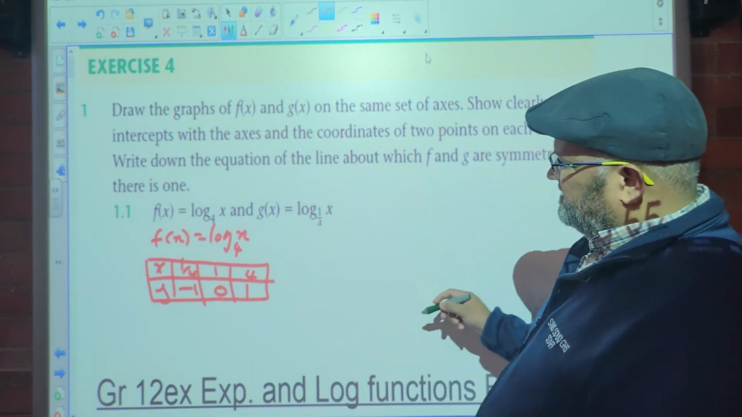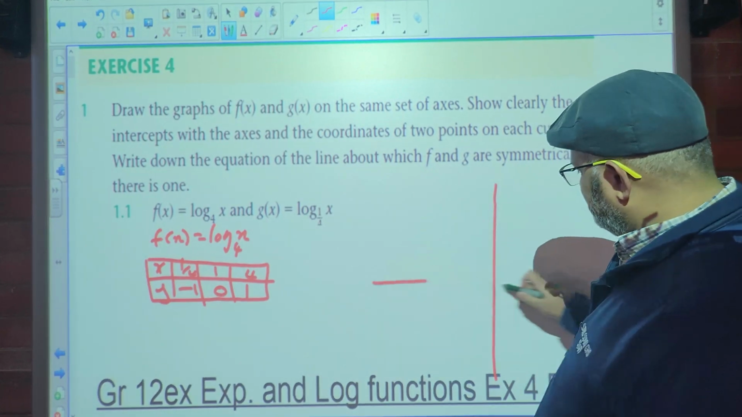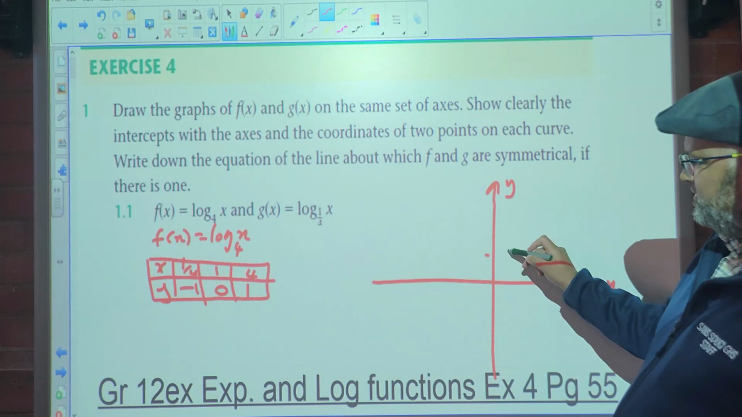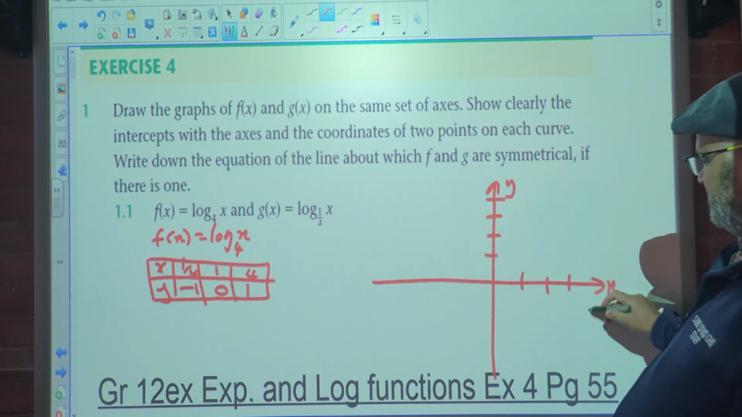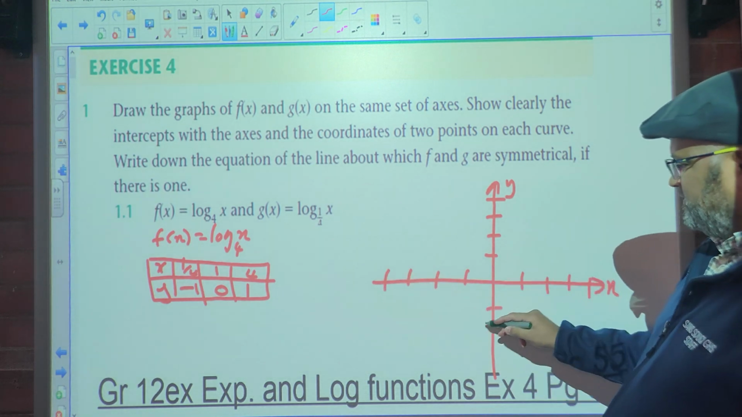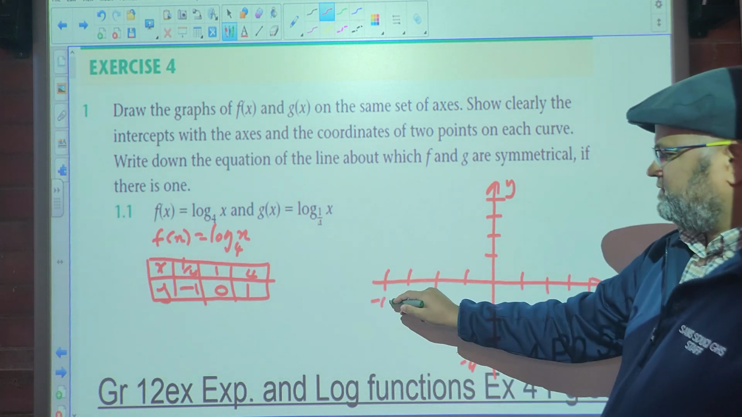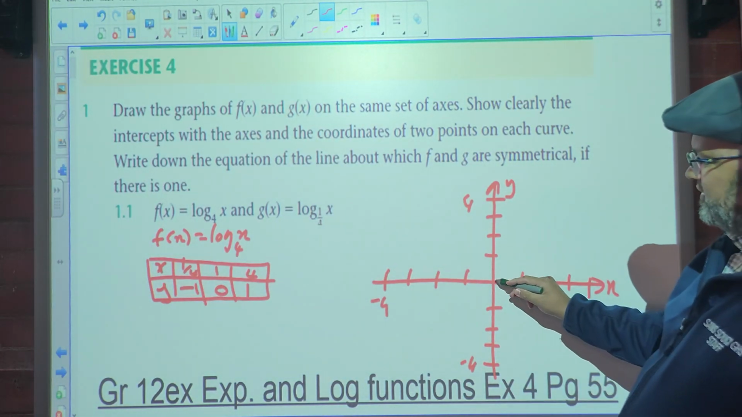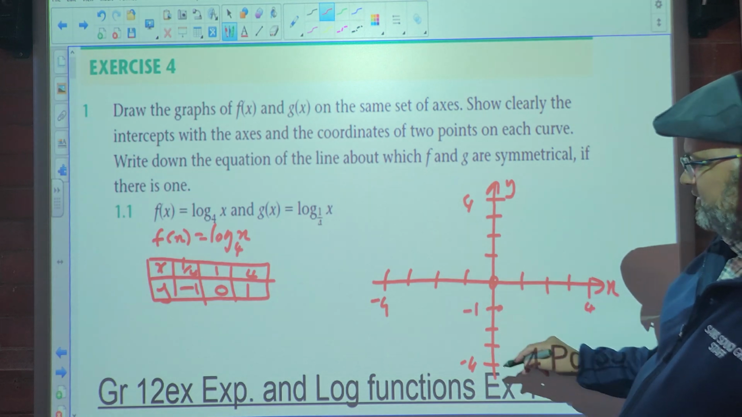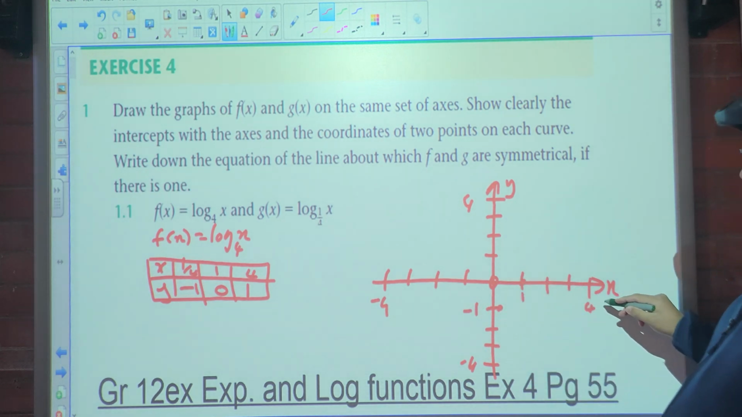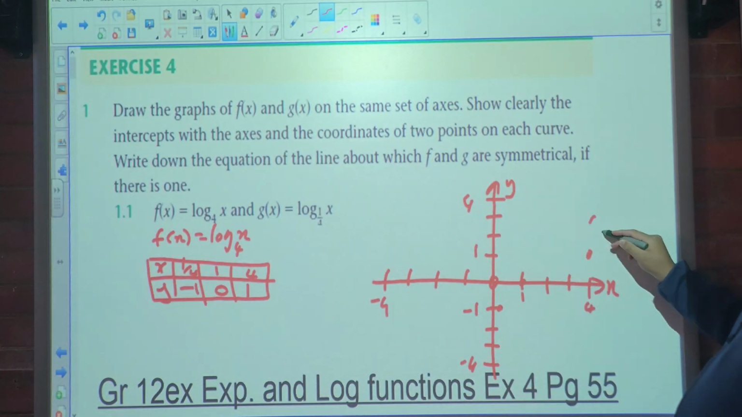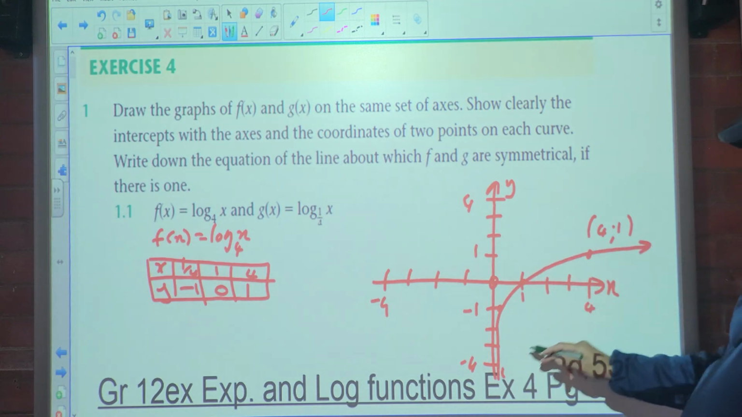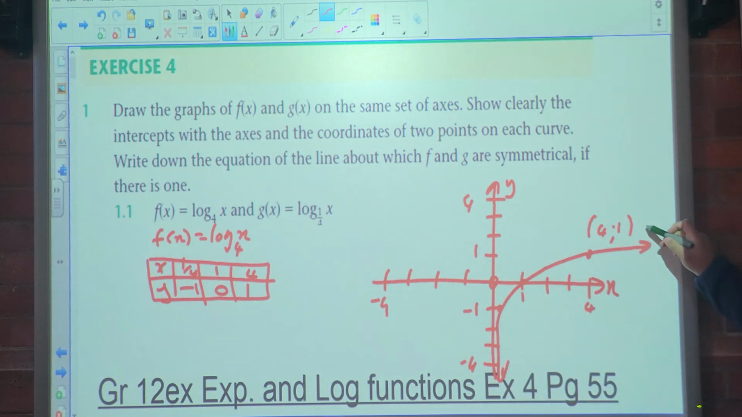So if I draw that graph, so if x is a quarter, y is negative 1. If x is 1, y is 0. If x is 4, y is 1. So that is going to go through like that. And this is the f of x graph.